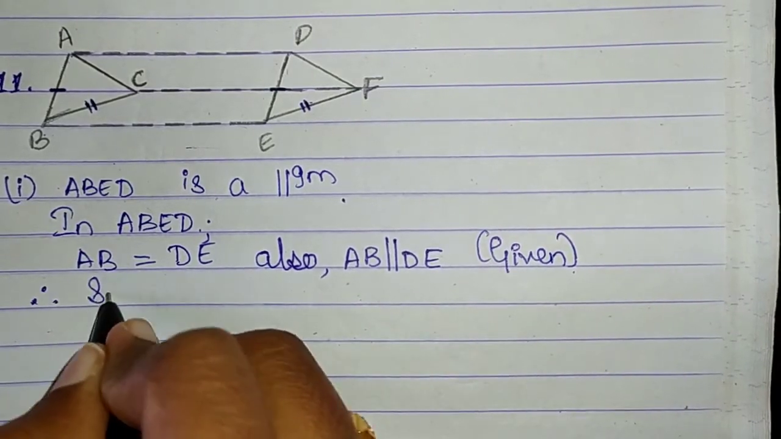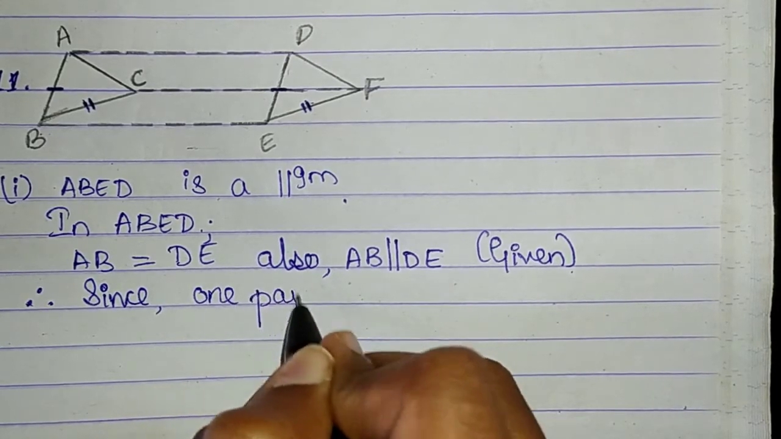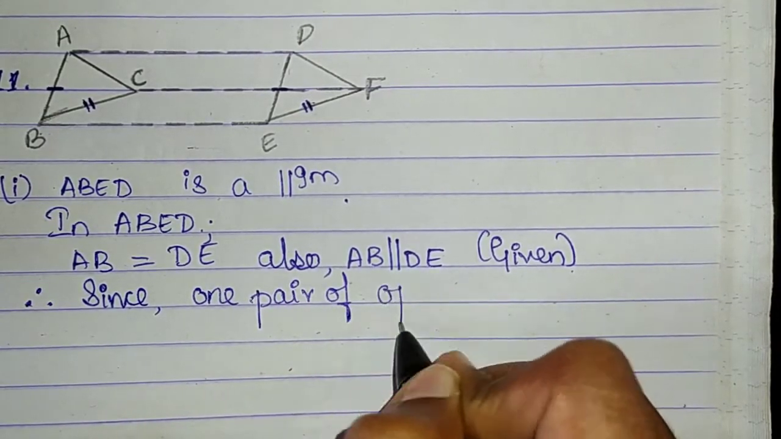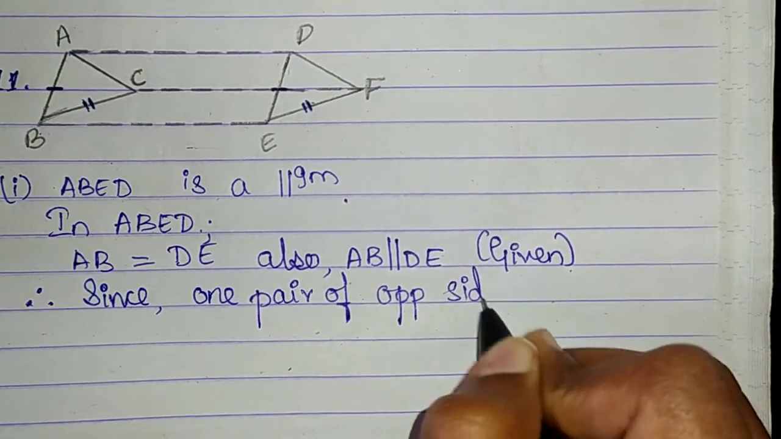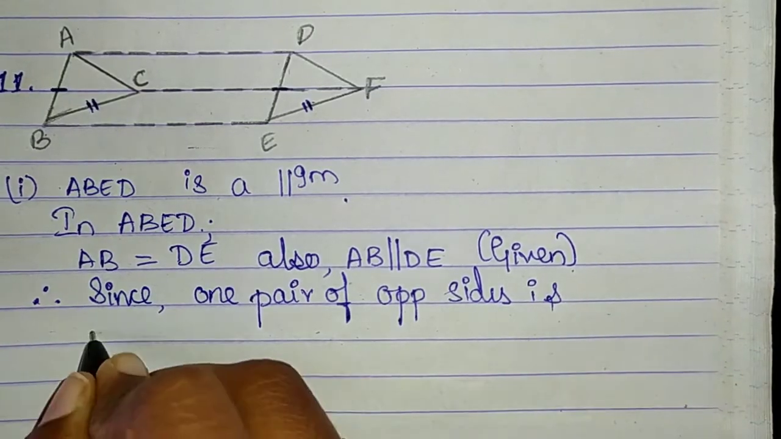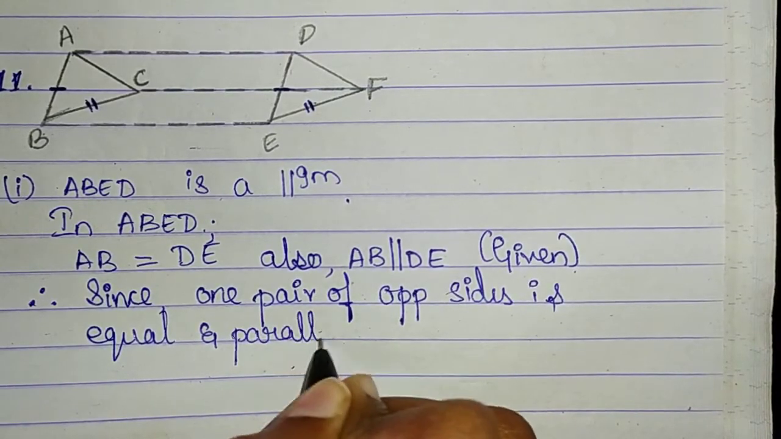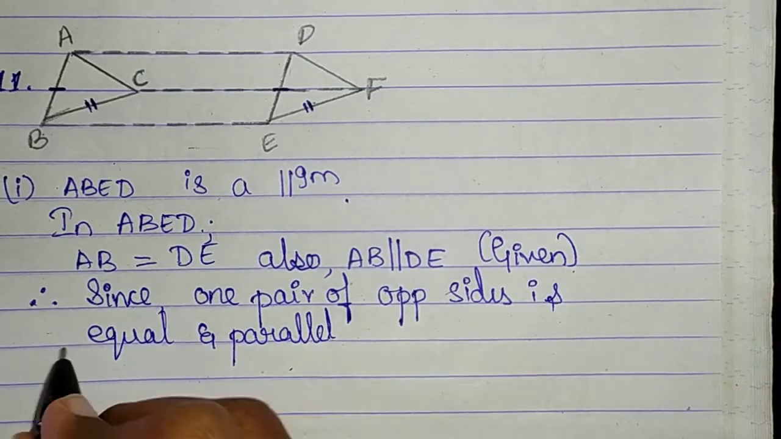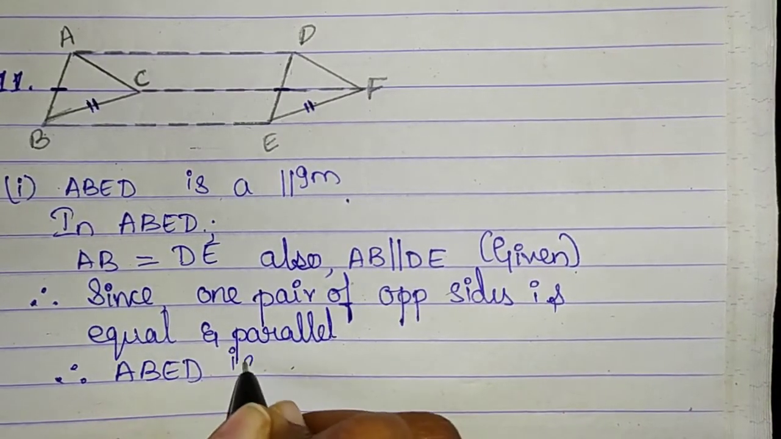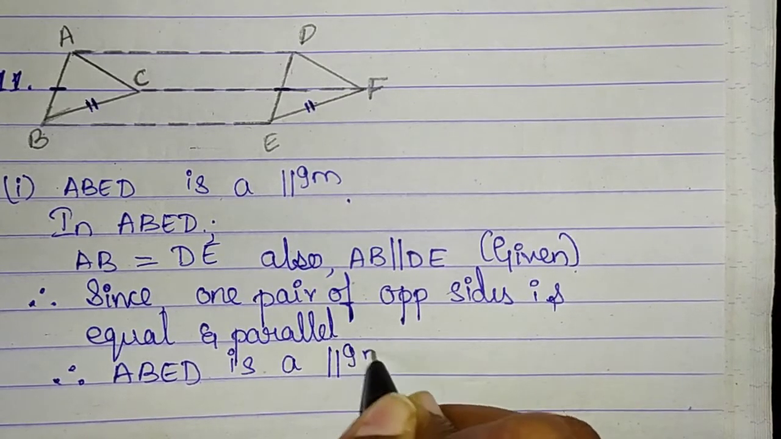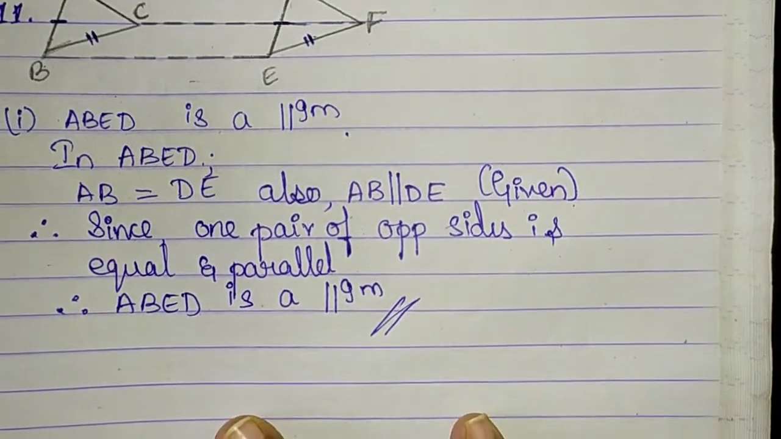Therefore, since one pair of opposite sides is equal and parallel, therefore ABED is a parallelogram. This is using theorem 8, which we learned in the first class.